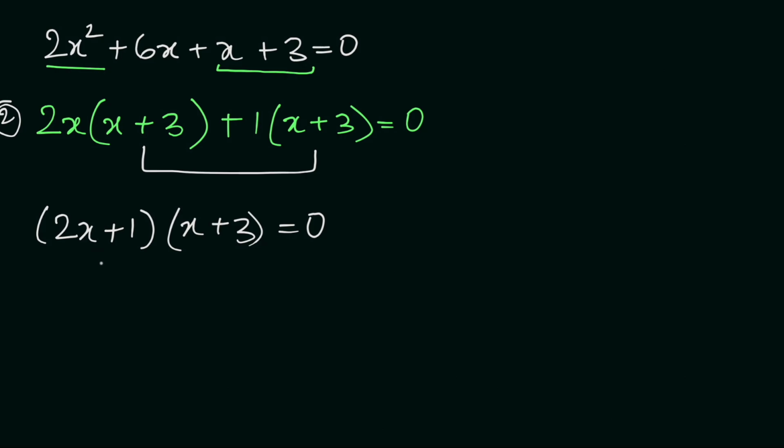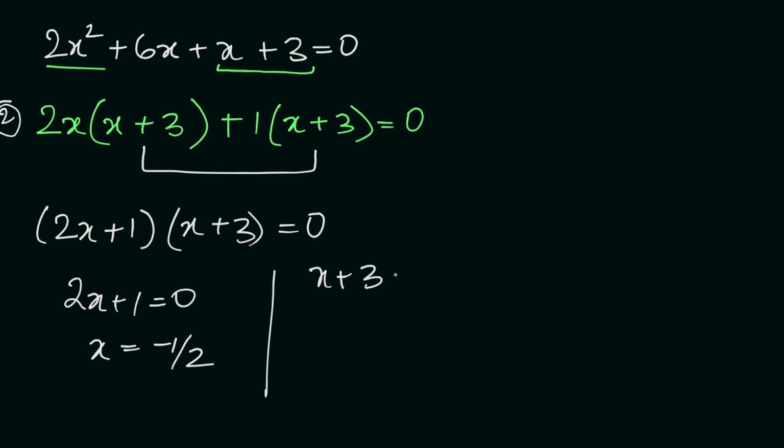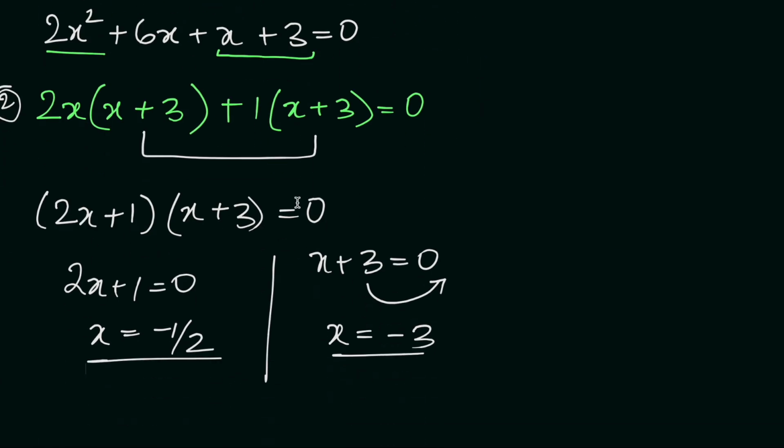We individually equate each of the bracket to 0. So when we do that, 2x plus 1 is equal to 0. We know x is equal to minus half. Similarly, when we do x plus 3 is equal to 0, we transpose 3 to the other side, and it becomes x is equal to minus 3. So that's our answer for this equation.